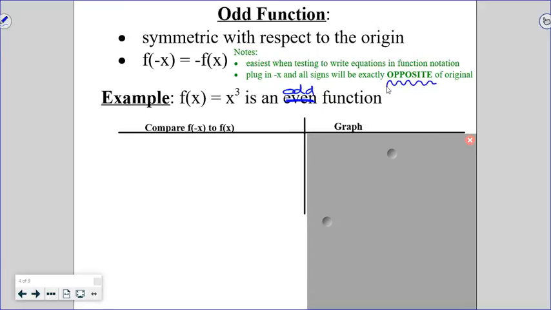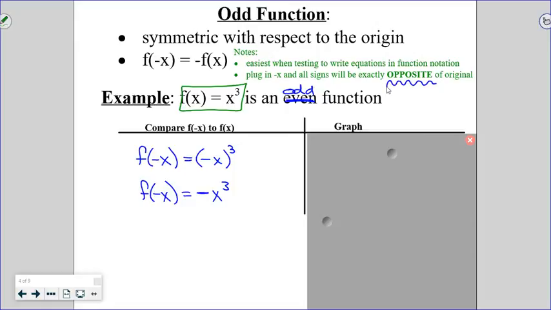If I compare negative f of negative x to the original, f of negative x, when I plug in a negative x, it simplifies down to raised to an odd exponent. We keep whatever sign was there. If I compare that to the original, plugging in just a plain old x, the original was a positive x cubed.